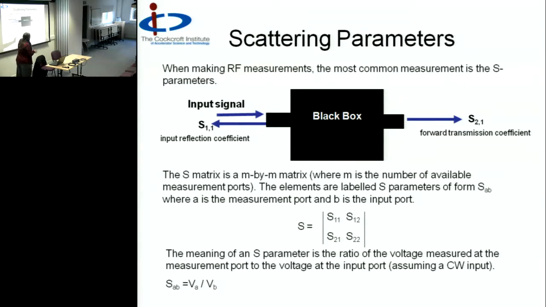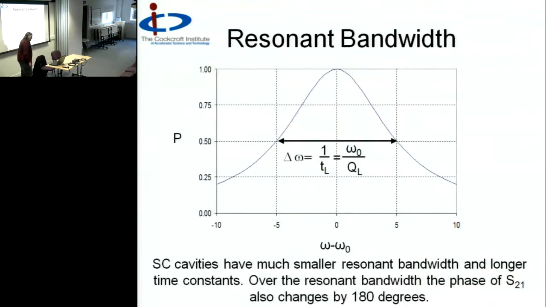It's very useful. It allows you to characterise any RF system with this matrix, as opposed to understanding what's inside the black box. Typically, we plot this as a function of frequency. So, for example, this is power, but it's also S21 squared. So this is S21 squared as a function of frequency for a cavity.